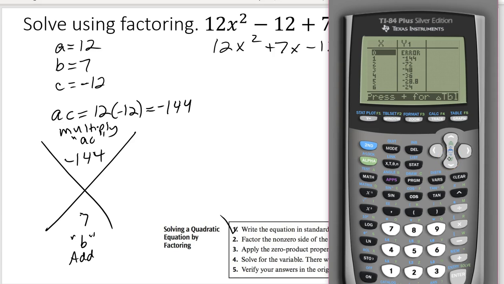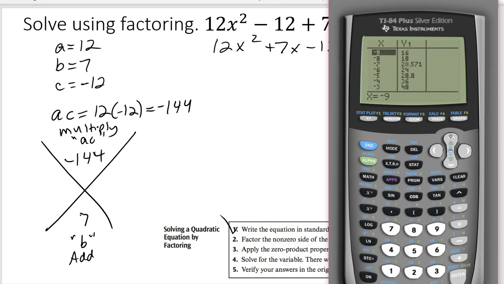So I'm looking for a factor pair that adds up to 7. And I can see that if I go this direction, I'm going to have negative numbers. So let's try the other direction. Negative 6 plus 24 would be 18. I don't look at the ones that are decimals. Negative 8 plus 18, that would be 10. Negative 9 plus 16, that would be 7.